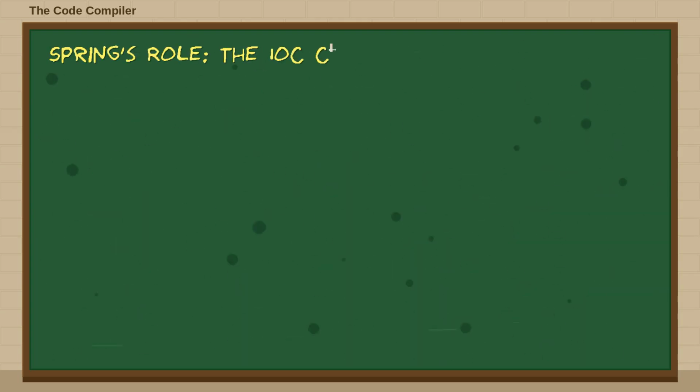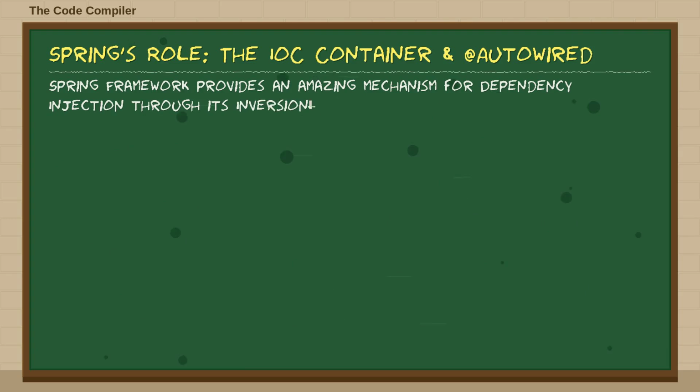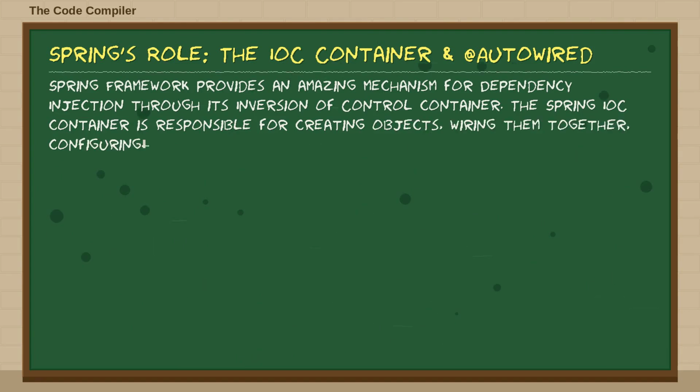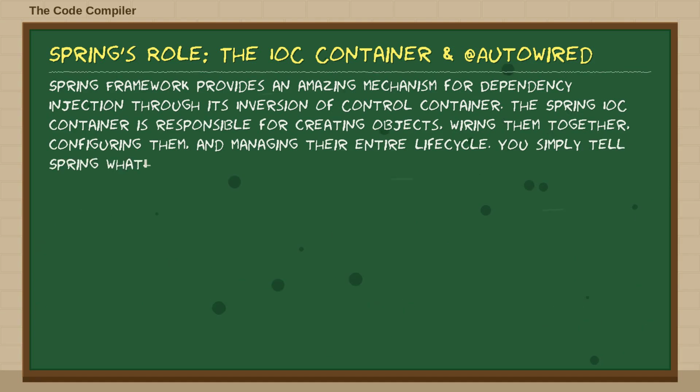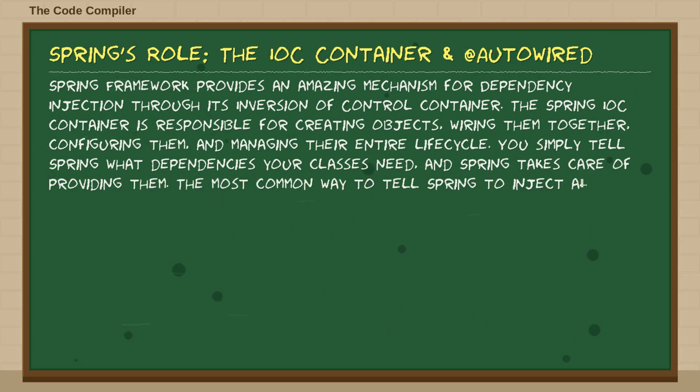Spring Framework provides an amazing mechanism for dependency injection through its inversion of control container. The Spring IoC container is responsible for creating objects, wiring them together, configuring them, and managing their entire life cycle. You simply tell Spring what dependencies your classes need, and Spring takes care of providing them.